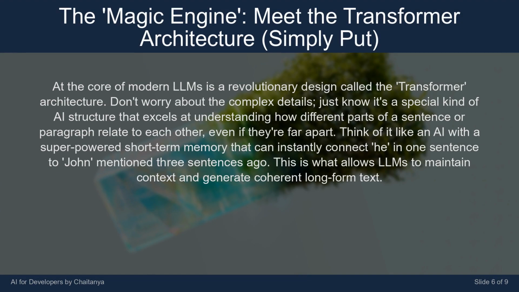At the core of modern LLMs is a revolutionary design called the transformer architecture. Don't worry about the complex details. Just know it's a special kind of AI structure that excels at understanding how different parts of a sentence or paragraph relate to each other, even if they're far apart. Think of it like an AI with a super-powered short-term memory that can instantly connect "he" in one sentence to "John" mentioned 3 sentences ago. This is what allows LLMs to maintain context and generate coherent long-form text.